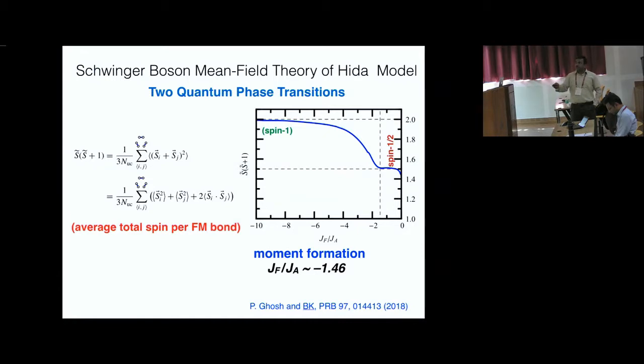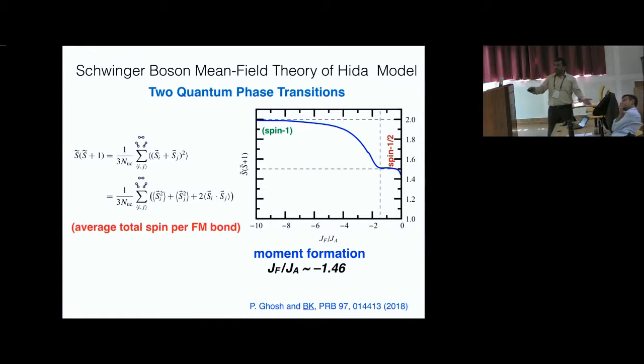It nearly stays 1.5, and only after some other critical value of JF, around minus 1.5, it begins to grow, and eventually it tends to what we expect for spin 1. So this is another sort of continuous transition, where the moment stays constant, as if it were two independent spin halves. So while the singlets have dimerized, the moments are still behaving as nearly uncorrelated. Uncorrelated is not the right word, but not forming a bound state. That is the correct word.